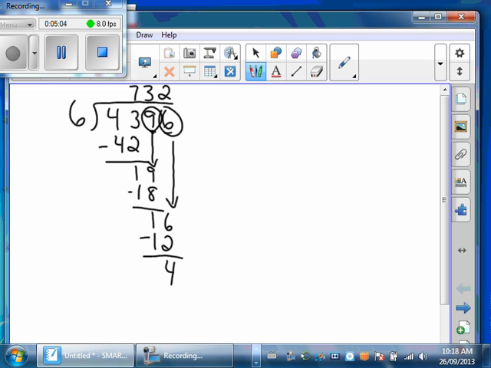and when we subtract, we're left with 4. And as we can see, there are no more numbers for us to drag down, and we see that this number here is smaller than 6, so therefore this becomes our remainder. So our answer is 732, remainder 4.